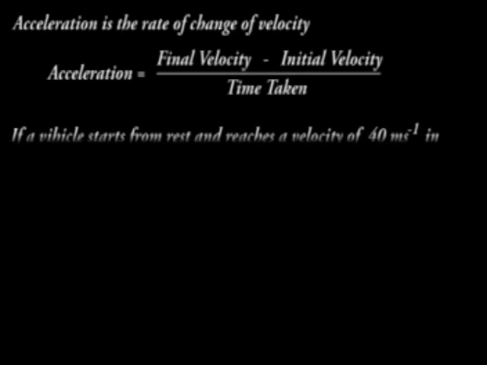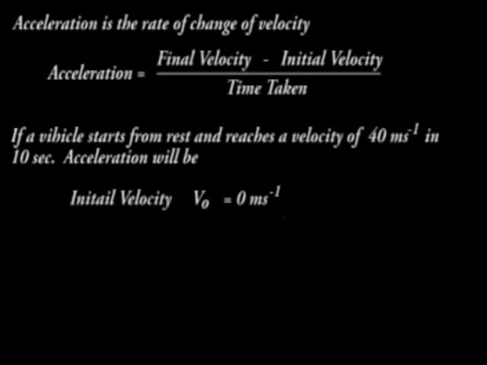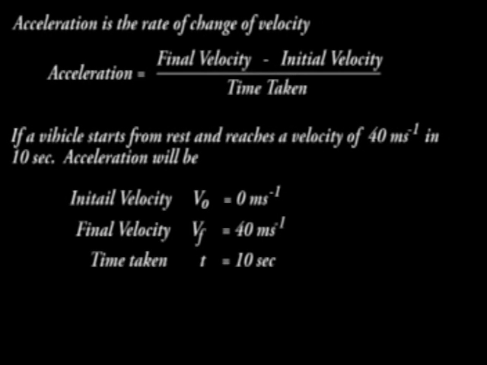Acceleration. When the velocity of an object changes with time, the object is said to have an acceleration. Acceleration is the rate of change of velocity. Acceleration is given by final velocity minus initial velocity over time taken. If a vehicle starts from rest and reaches a velocity of 40 meters per second in 10 seconds, acceleration will be 40 minus 0 over 10, which is 4 meters per second squared.